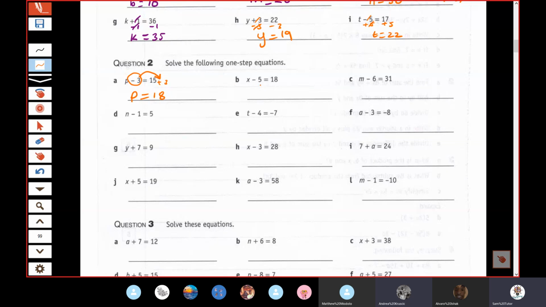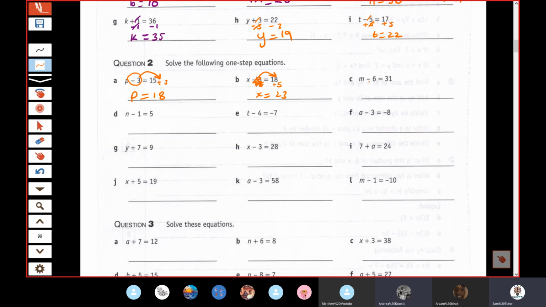Andrea, let's do B. So the opposite of minusing is plussing. So you're going to just do 18 plus 5. You start to realize that you don't really care about this bit here so much. You more care about the opposite of minus 5 is plus 5, which is 18 plus 5 is 23.